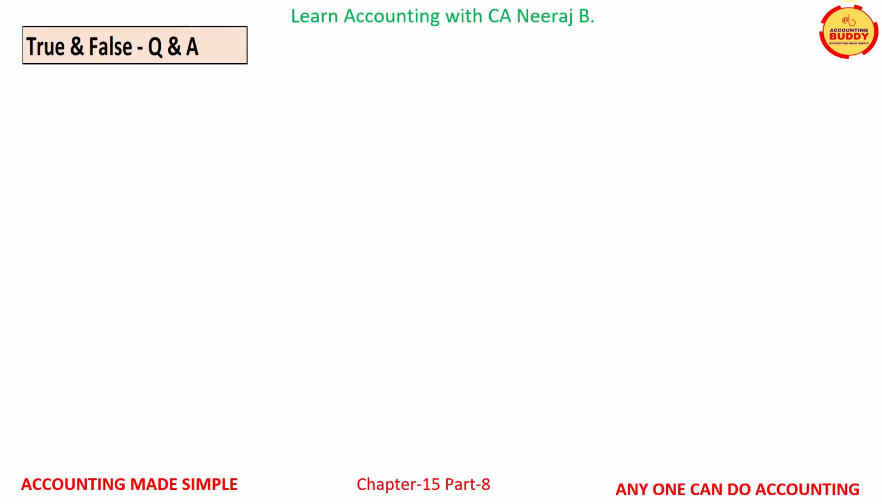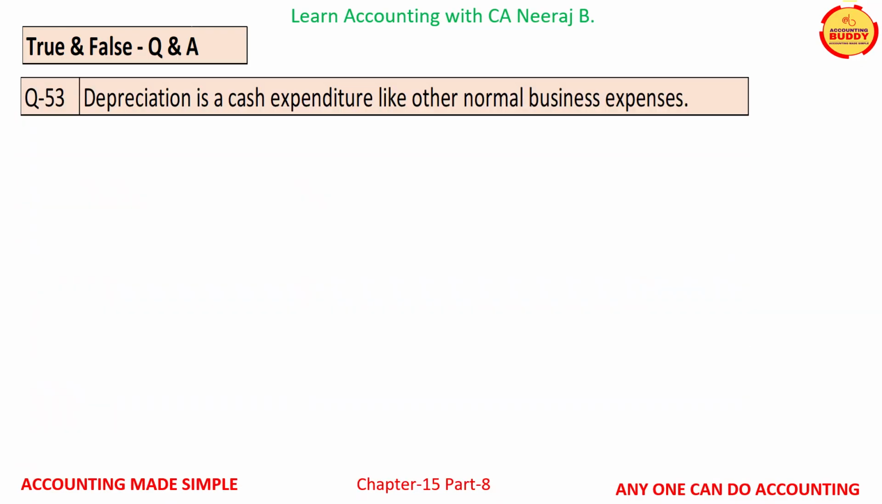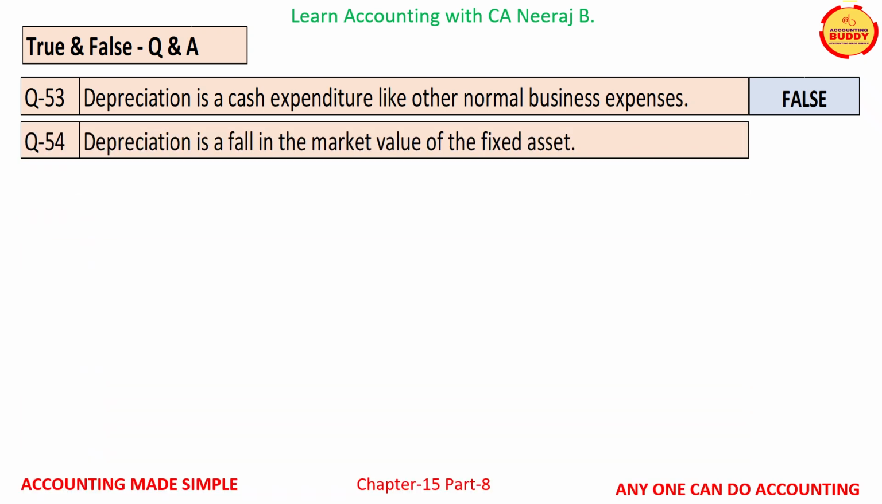In this section, we will attempt true and false question and answers. Question number 53 is, depreciation is cash expenditure like other normal business expenses. This is a false statement. Question number 54 is, depreciation is a fall in the market value of the fixed assets. This is also a false statement.